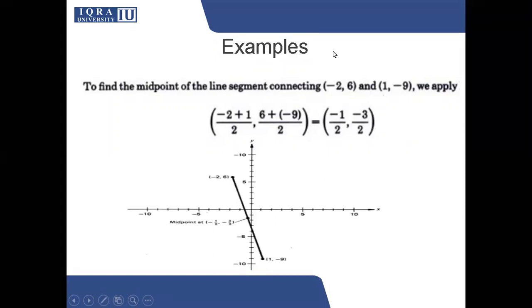Okay, so let's see what it looks like on a graph. The point minus 2 comma 6 is minus 2 and 6 units up. For 1 comma minus 9, we go 1 unit to the right because it's positive 1, and minus 9 means we go down by 9 units. This is the second point. We join these two points with a line, and the midpoint of this line is right here, which is minus half comma minus 3 by 2, the one that we just calculated.